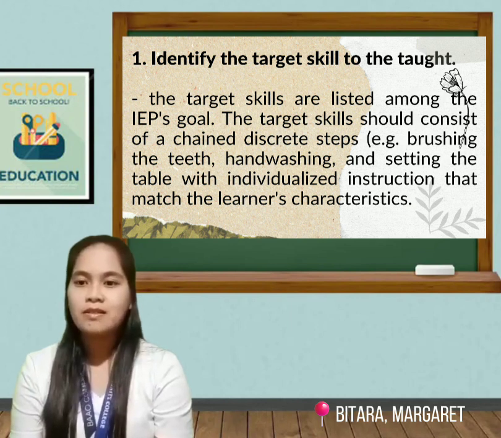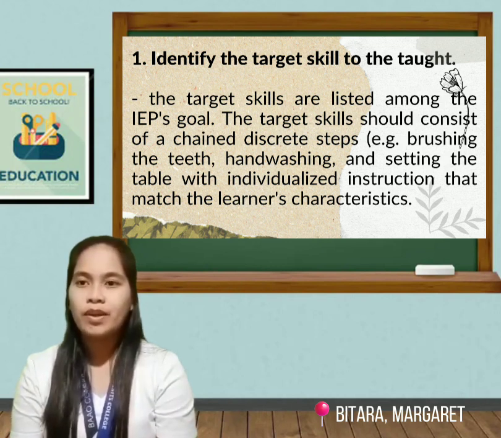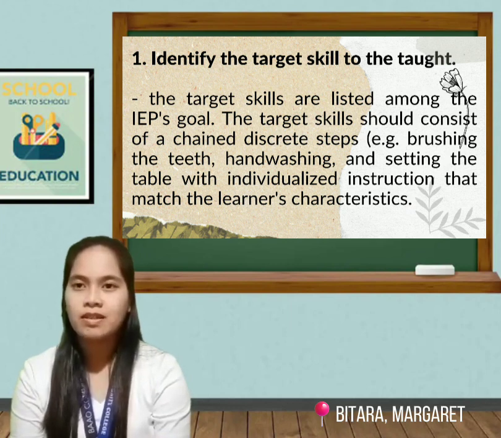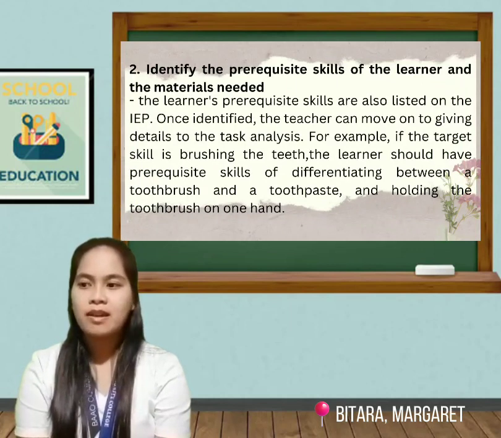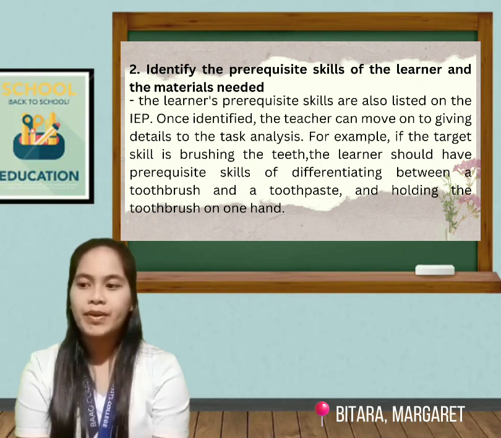The target skills should consist of a series of chained, discrete steps. Example: pagsisipilyo ng ngipin, paghuhugas ng kamay, and setting the table, with individualized instructions that match the learner's characteristics. Number 2, identify the prerequisite skills of the learners and the materials needed. The learner's prerequisite skills are also listed in the IEP.